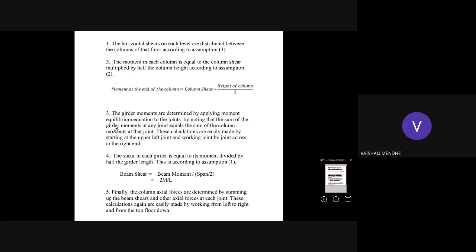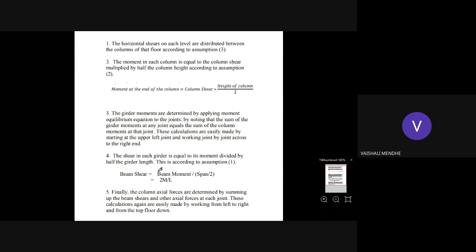So this calculation of the beam moment we will have to carry out in the figure, so that we will see how to find out that beam moment. After getting the beam moment, you have to find out the beam shear. Okay, so the shear in each girder is equal to its moment divided by half the girder length. Girder means beam. Okay, this is according to assumption 1.